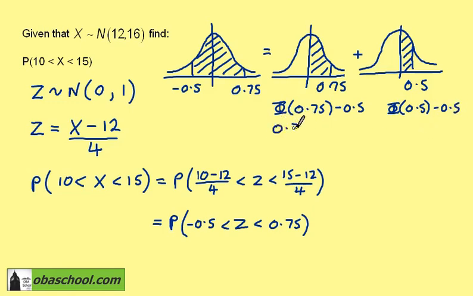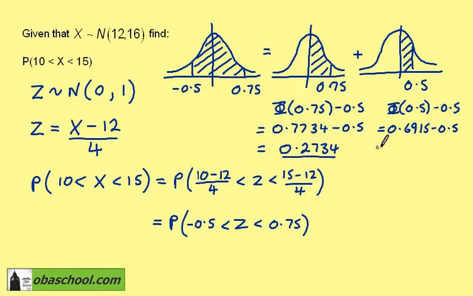So this is 0.7734 take away 0.5. And this one is 0.6915 take away 0.5. So this is 0.2734, and this one is 0.1915.